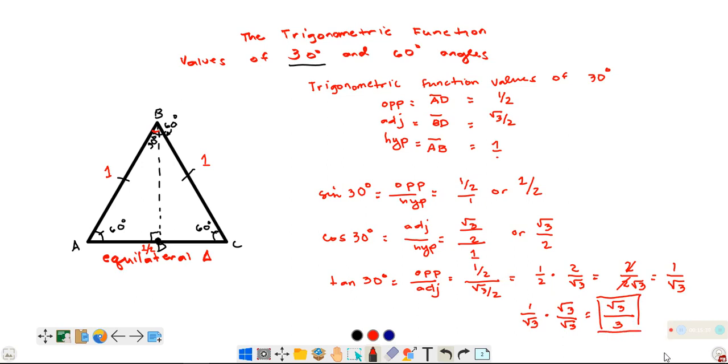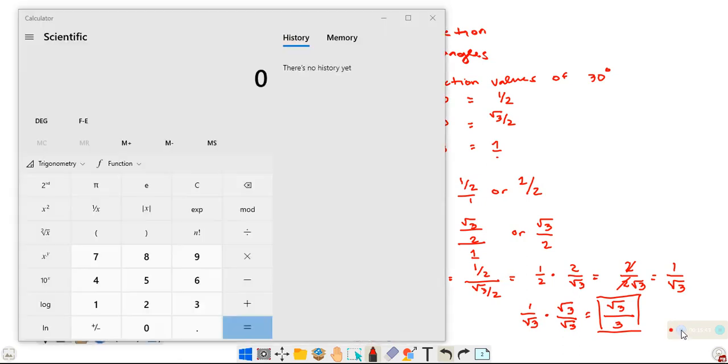Now, let's check if we are going to end up with the same ratios or the same values kung gagamitan na natin siya ng calculator. Just wait a moment. I will prepare my calculator.